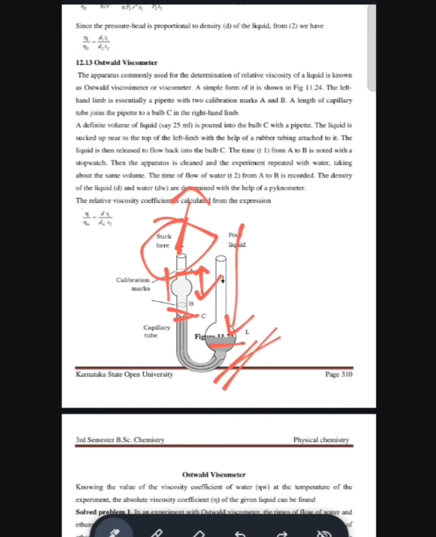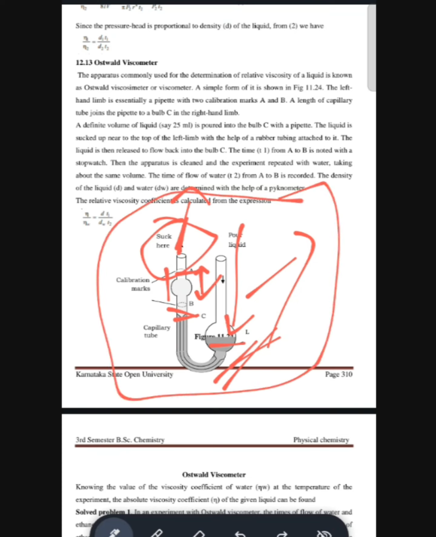So first we do it with the unknown liquid, whatever solute we take, and next with water. We do it with water to keep it as a standard. Knowing the value of the viscosity coefficient of water at the temperature of the experiment, the absolute viscosity coefficient of the given liquid can be found. With respect to the standard water, we calculate the viscosity of the given liquid.